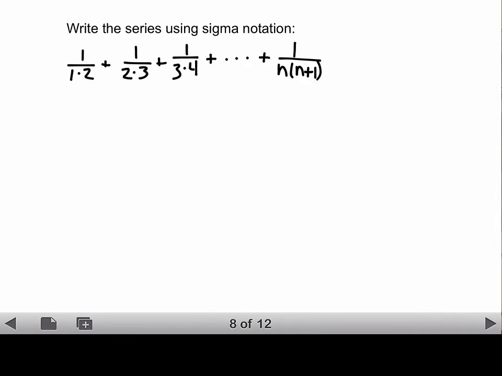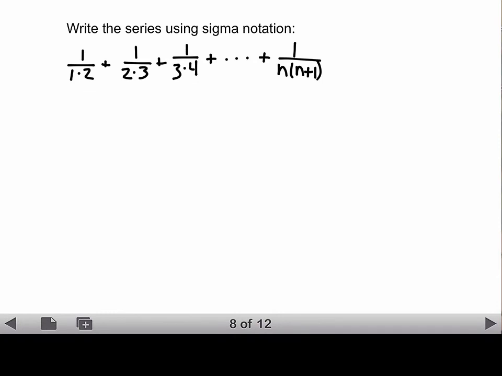Next, we're asked to write a series using sigma notation. Oh, summation, sigma. Get it straight. No, you have to deal with both of them. And the series here is 1 over 1 times 2 plus 1 over 2 times 3 plus 1 over 3 times 4, and then we're back to this plus dot dot dot 1 over n times n plus 1.